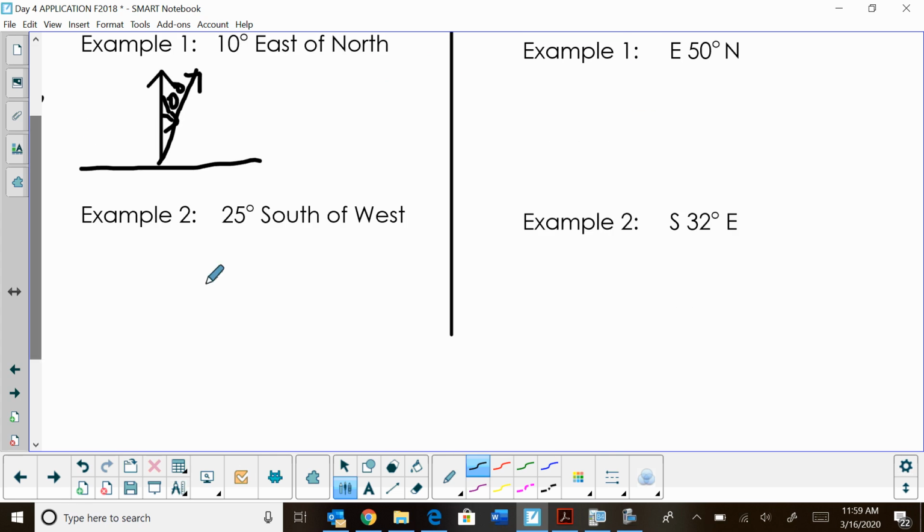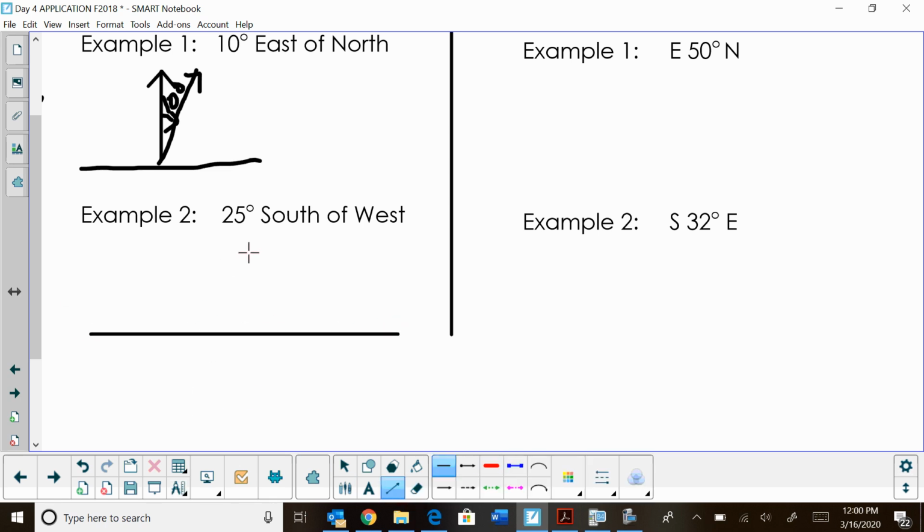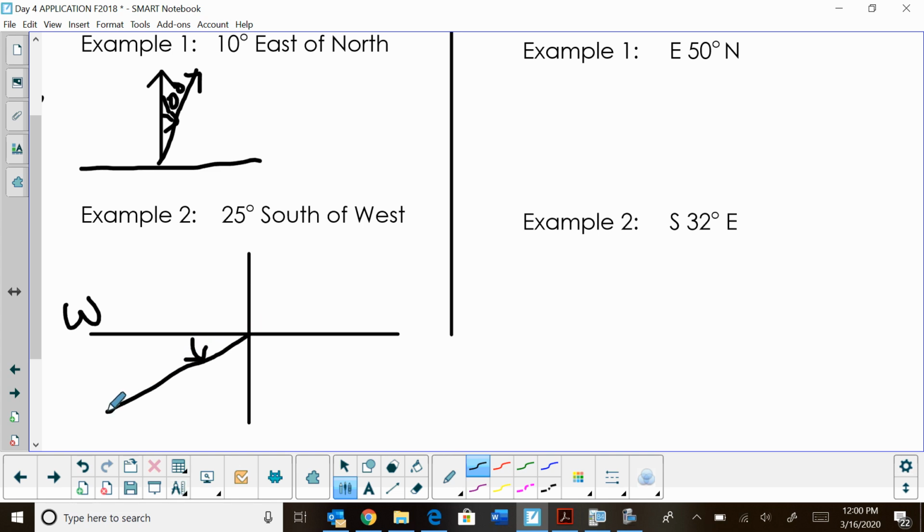So let's try another one. What if we're 25 degrees south of west? If you think never eat soggy waffles for your directions, we know this is west. If you're 25 degrees south of west, I'm going to go to the south direction, and that's going to be 25 degrees here. So when you're going to draw these in word problems, you're going to have to draw some of the directions.